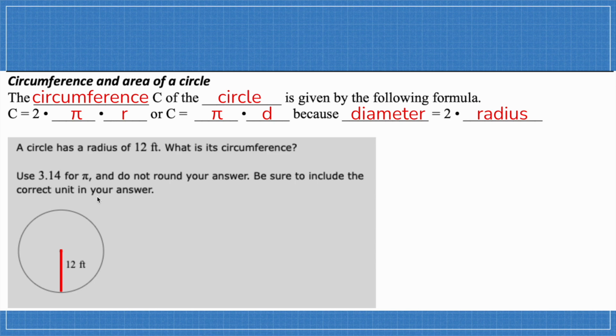All right, let's look at the problem they gave us. A circle has a radius of 12 feet. What is its circumference? Use 3.14 for pi, and do not round your answer. Be sure to include the correct unit in your answer. They're already rounding quite a lot for us with the pi, because 3.14 is rounded. If you click pi on your calculator, you'll notice it goes on for quite a few more digits, but it actually never ends, and it never repeats in any pattern. It just keeps going forever. So they've already done the rounding for you, which is why they're telling you not to round anymore.